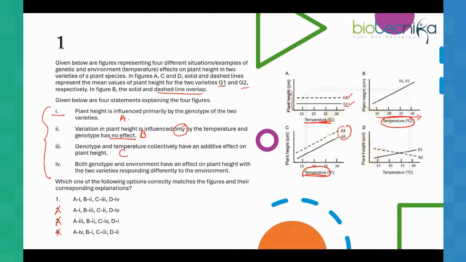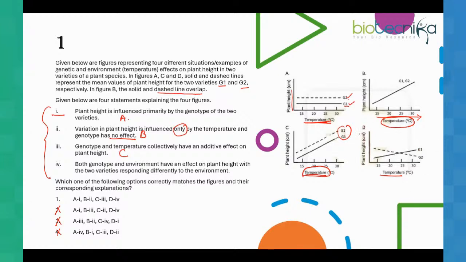So statement 3 is for graph C. And D, what do we see here? In here, G1 and G2, two different genotypes, have two different heights. But here with temperature, there is an increase in height for G1, but there is a decrease in height for G2.